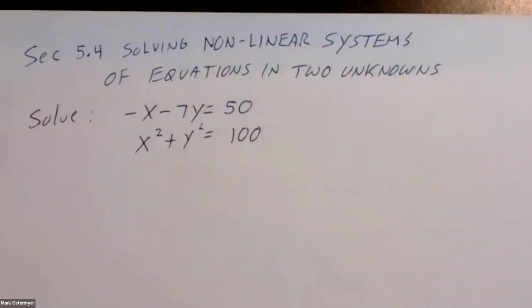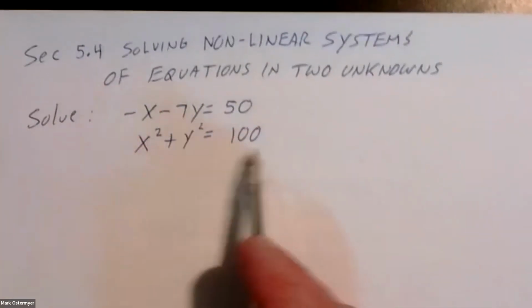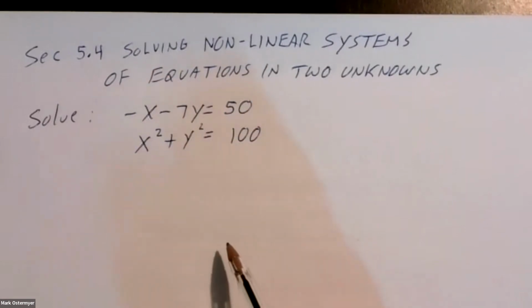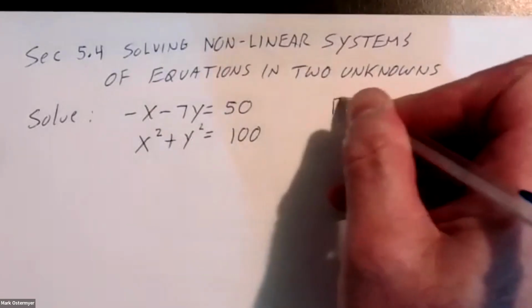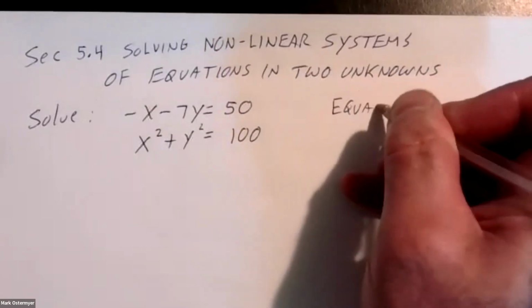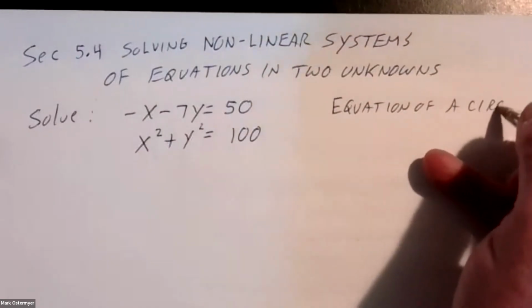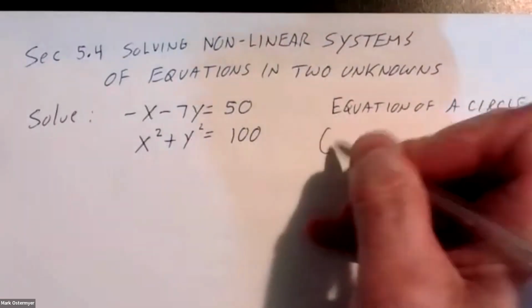All righty. So this is a system of two equations and two unknowns, the first of which is a linear equation, but the second one is a nonlinear equation. The second one is going to be a circle. For purposes of the final section in this chapter, we will need to touch base with the equation of a circle. So I'm going to show that equation right now.